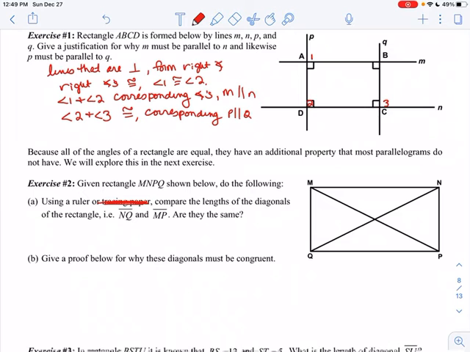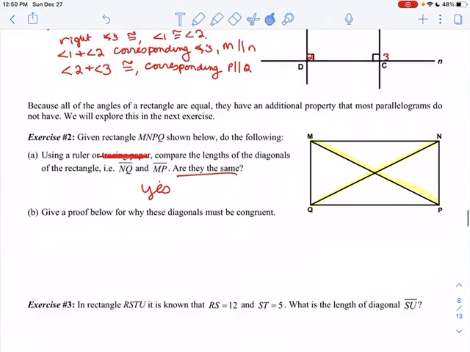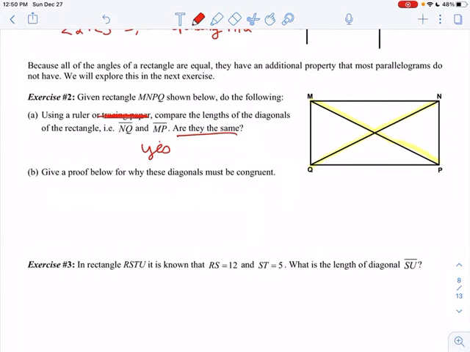We're just going to use a ruler right here in exercise 2. We're not going to use tracing paper, but using a ruler we're going to compare the lengths of the diagonals of the rectangle. So I'm going to look at QN, and I'm going to look at PM. Just looking at them, you can tell that they're congruent to each other. Are they the same? Absolutely they are. You can take out a ruler to verify that, but they are the same. Now let's prove why they actually have to be the same. All right, so here's my proof.